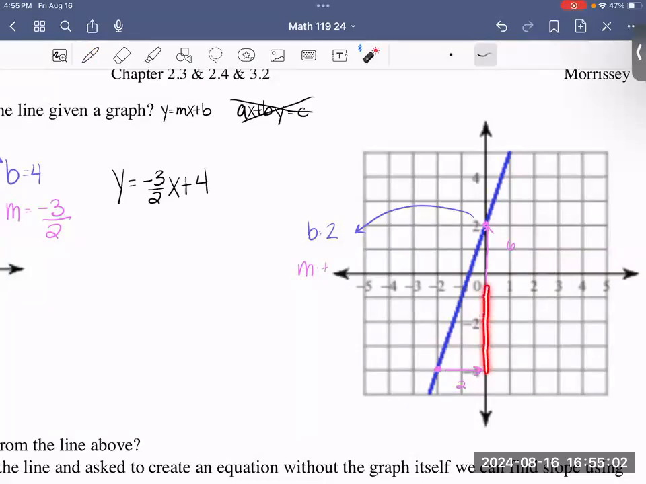One, 2, 3, 4, 5, 6. Oh, I see what I did.